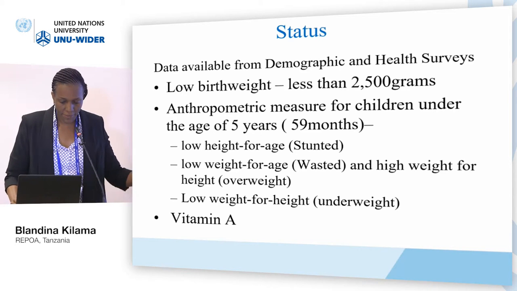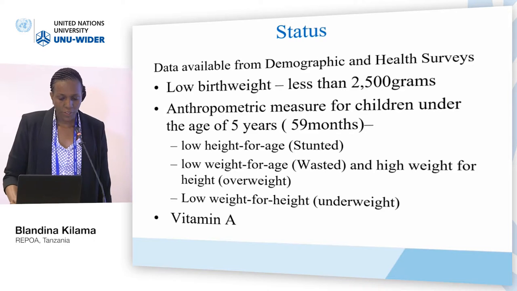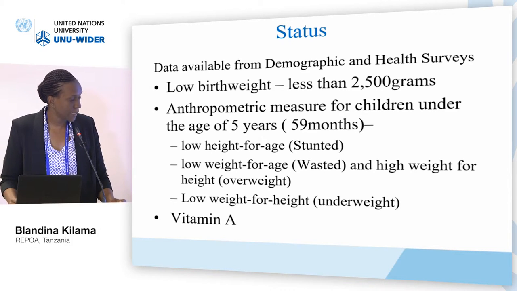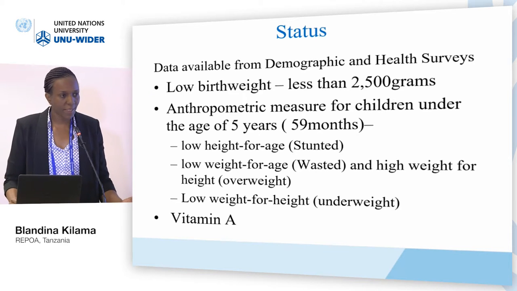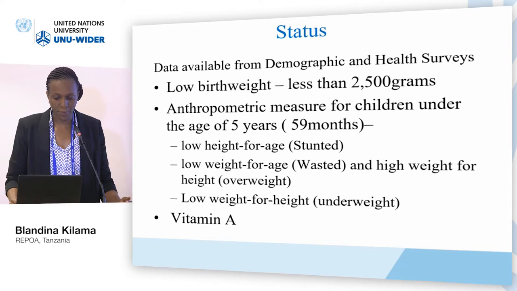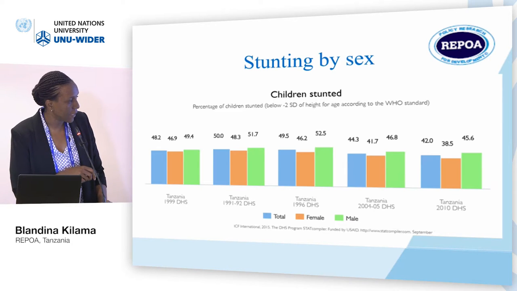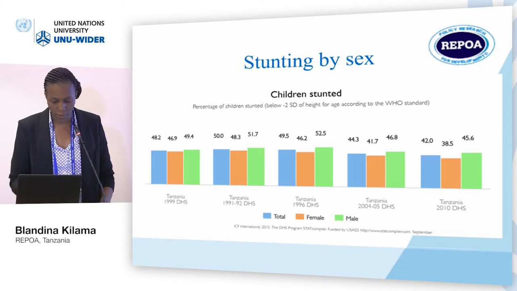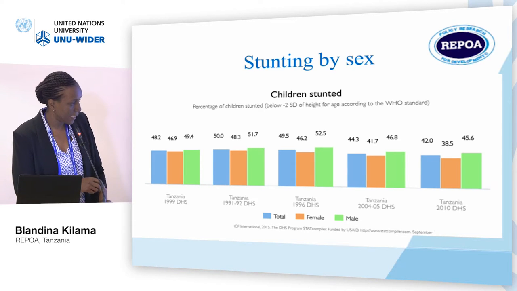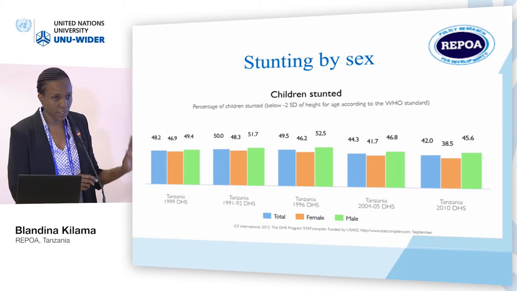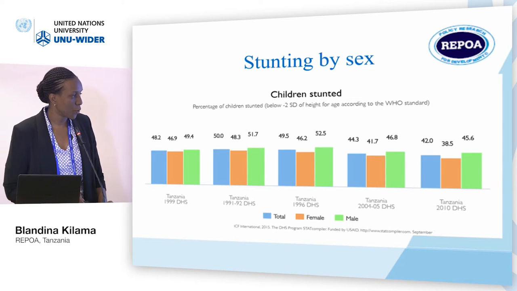So here I'm sharing some data from Tanzania showing the children who are stunted. This is for the kids who are under 5. What you see is that between 1991 and 2010, the levels are really high for both female and male, but the boys have higher rates than the female child. The female child is in the middle. If you look at the differences in location between urban and rural, still just talking about stunting, we see the urban children doing way better than the rural children.